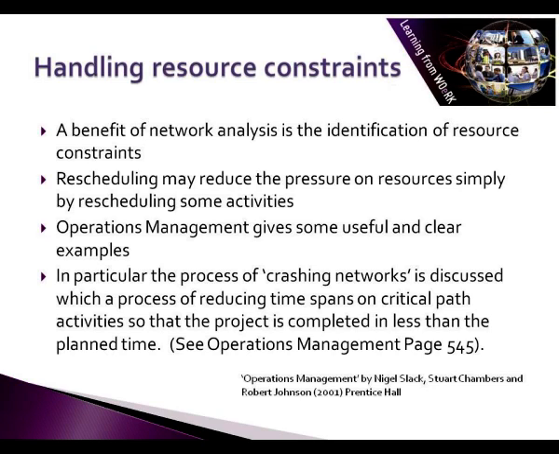Now, in Operations Management by Slack, Chambers and Johnson, pages 543 to 546, there are some useful examples of the process of handling resource constraints. In particular, the process of crashing networks is discussed, which is a process of reducing time spans on critical path activities so that the project is completed in less than the planned time. Just see Operations Management, page 545.